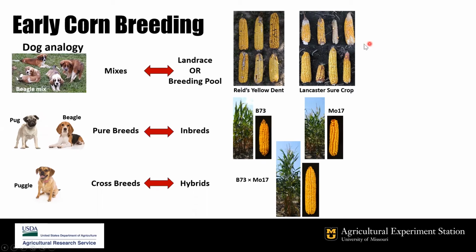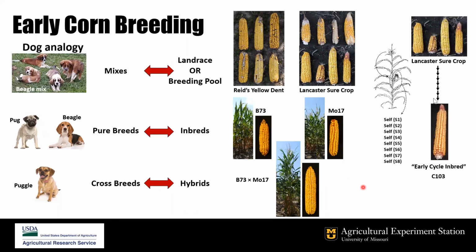So we've used the dog analogy to understand the terms of land races, inbreds, and hybrids. So how do we make an inbred? For example, if we take Lancaster Surecrop, this is a land race that has a lot of variability from plant to plant and ear to ear. You would usually choose the better of the ears to proceed with your breeding program, and you wouldn't waste your time making something that is substandard.